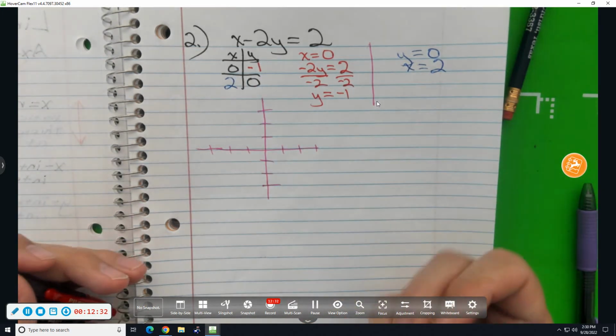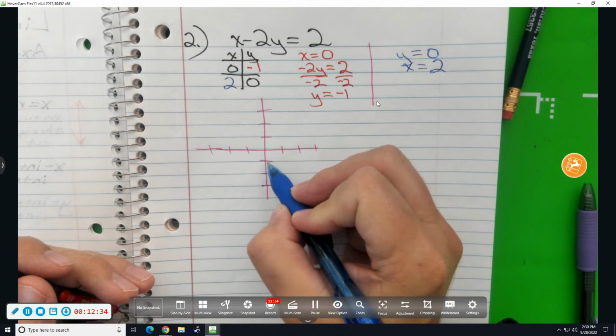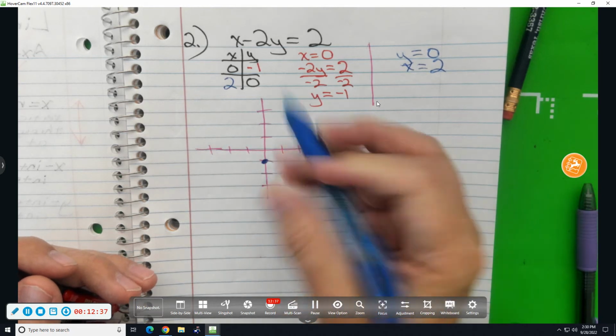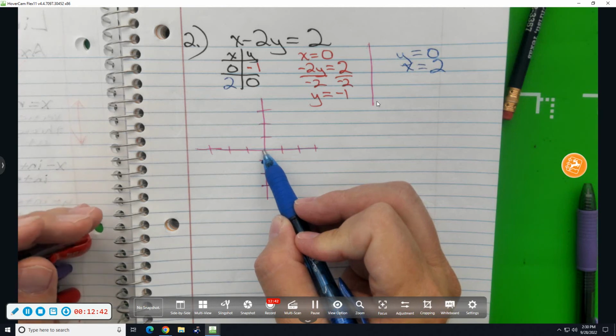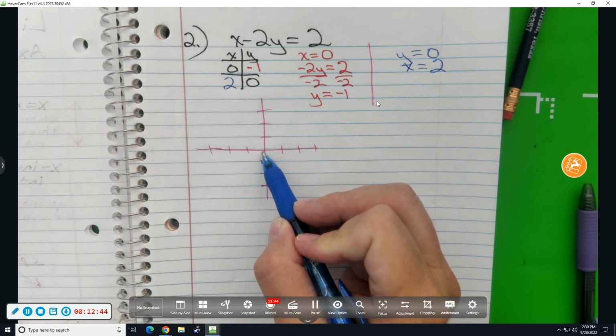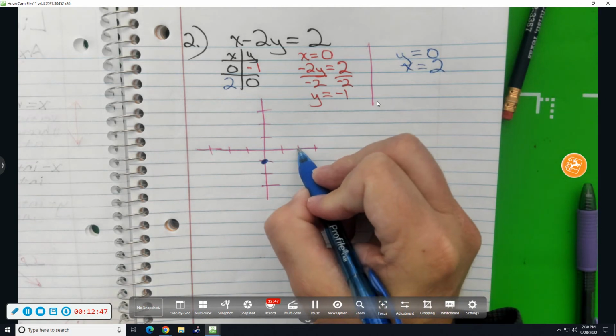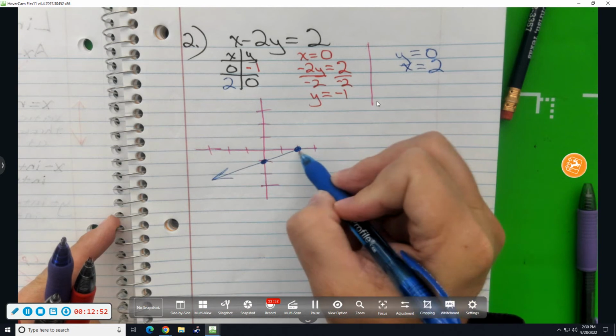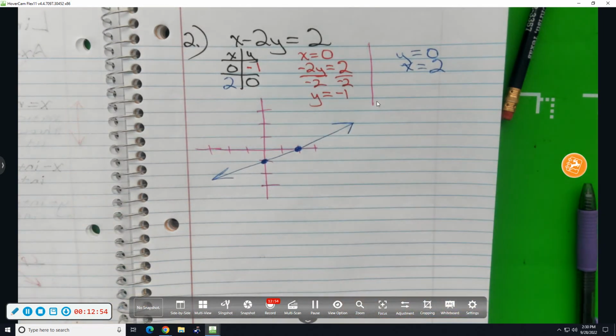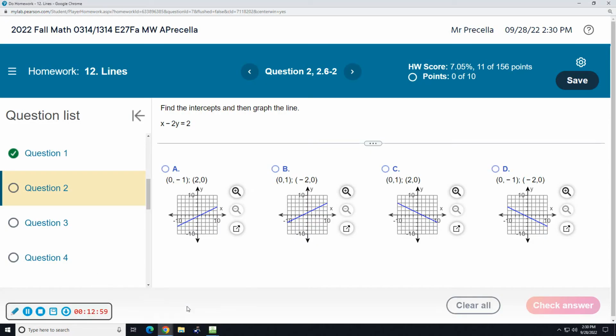So 0, negative 1: left, right 0, down 1. Okay, where's 2, 0 located? You tell me how to get there. Is it going to move right or left? Right 2, up 0, okay. Just A, B, C, or D. Which one is it? I think you can tell just from the intercepts. It is A.